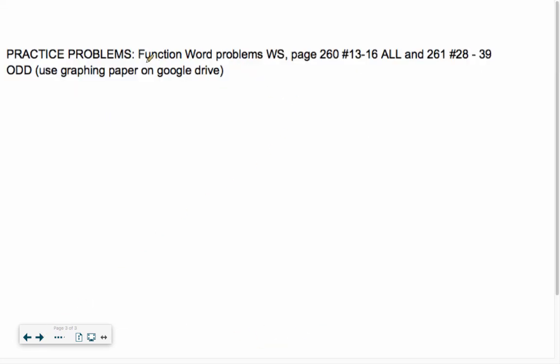Okay, so you already have the function word problems worksheet. You need to do number 1 and number 2. That is due on Thursday. And then these are my recommendations. I'm not necessarily going to be grading these. These are my recommendations for practice problems that you should be working on.